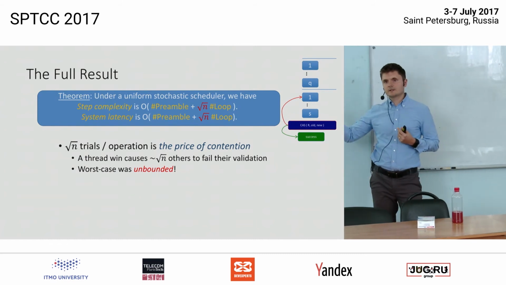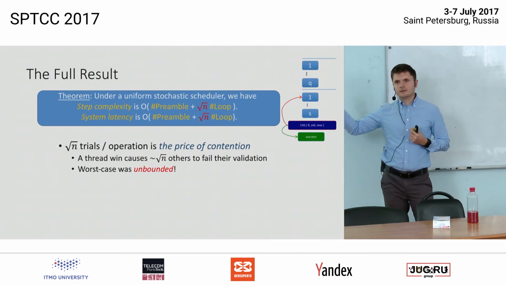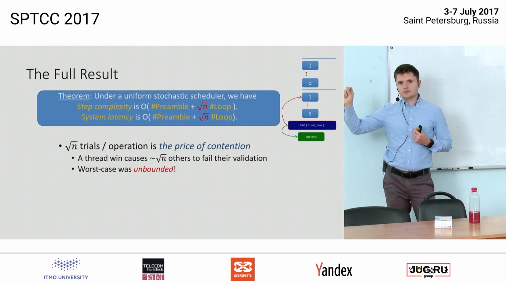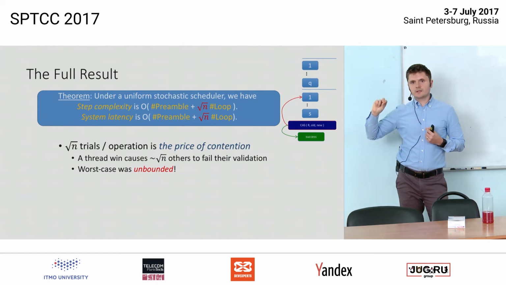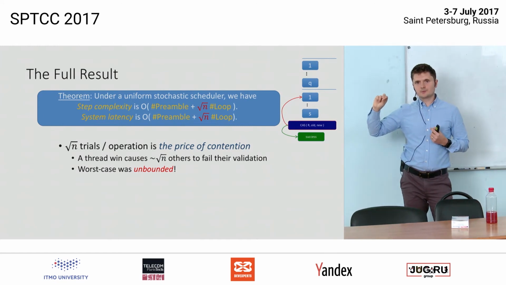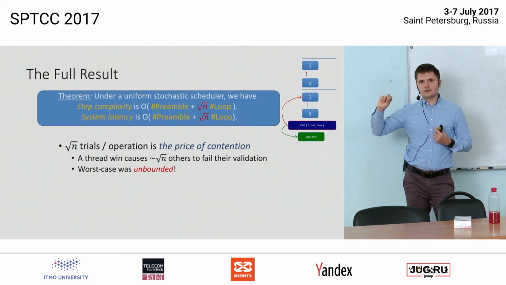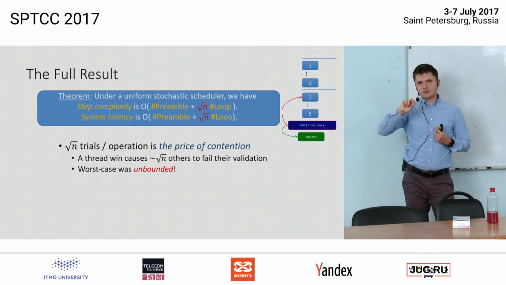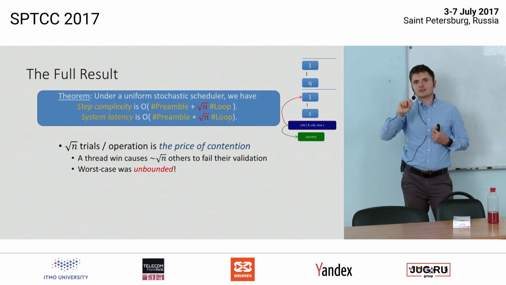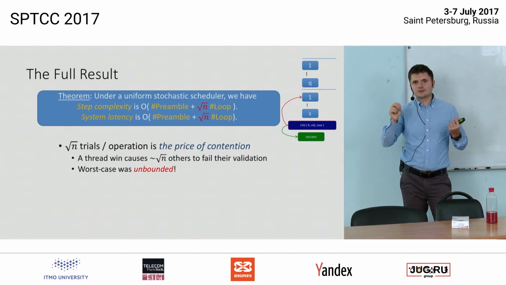In the worst case, the analysis told us that lock-free algorithms starve threads. So the worst case was unbounded. Then the first result told us that there is a bound, just that the bound could be very large. Then we made another assumption on the scheduler, and we got the fact that it's square root of n. Unfortunately, this is as far as we go. Technically, this is tight, so you can't really improve it. This is what it is.